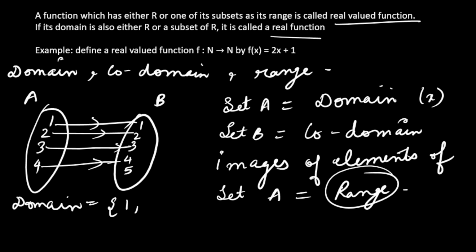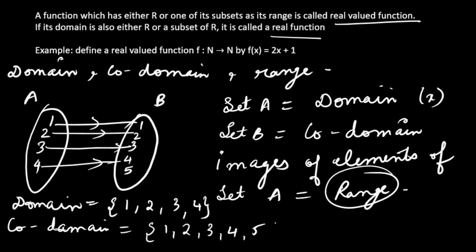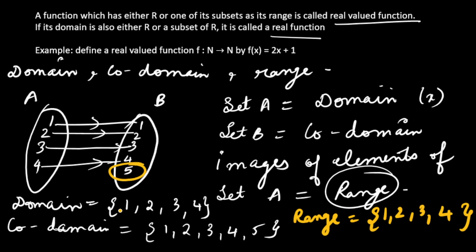So domain of this relation is 1, 2, 3, 4. Codomain, as I've told you, domain is always set A, so codomain is set B, 1, 2, 3, 4, 5. And what is the range? In range only those elements will come which are the images of elements of set A. So here in set B, I have 1, 2, 3, and 4. 5 we will not consider because this is not an image of any element of set A. So range is equal to 1, 2, 3, 4.